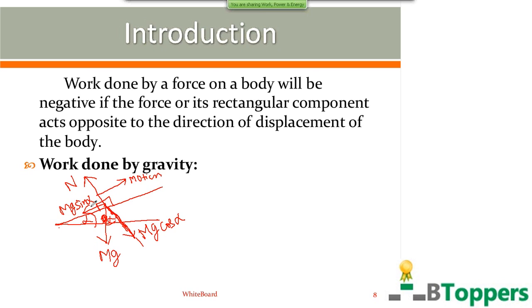In general, the work done by a force on the body can be written as the sum of the work done by the two rectangular components. The work done by the component mg cos alpha is 0 because it acts perpendicular to the displacement. The component mg sin alpha acts opposite to the displacement. So the work done by the component mg sin alpha can be written as minus mg sin alpha into s.